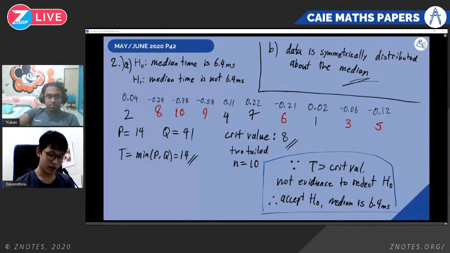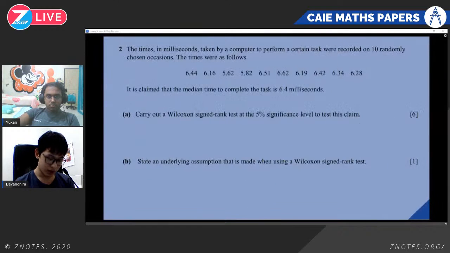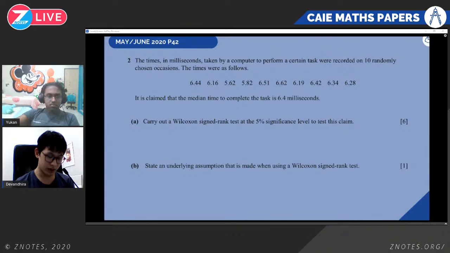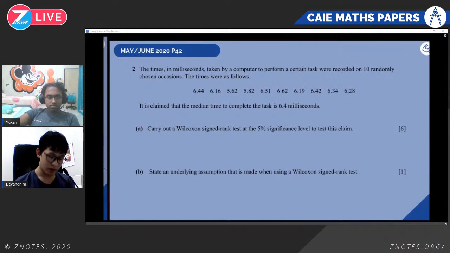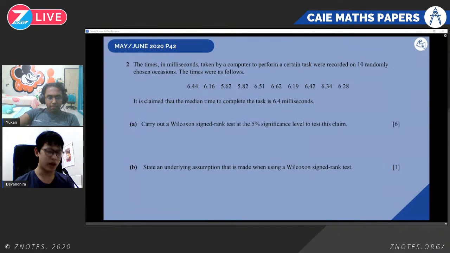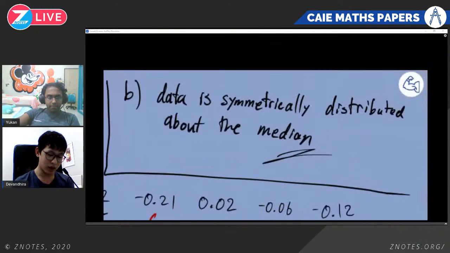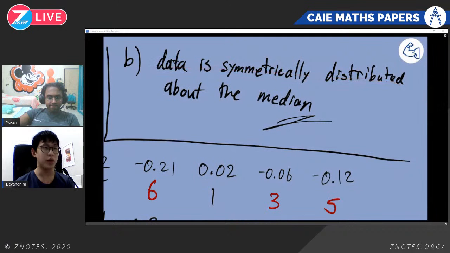All right, so for letter B, it says state an underlying assumption that is made when using a Wilcoxon sign rank test. It's just one mark, and you kind of have to memorize this: the data is symmetrically distributed about the median. That's it, you get the 1 mark from that.